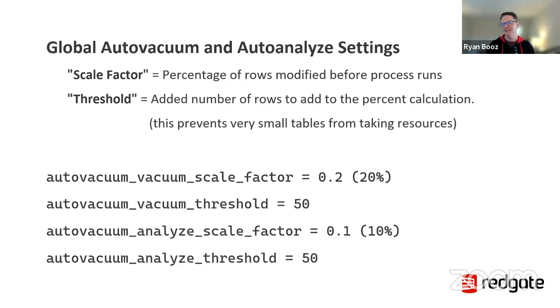So technically, if I have 100,000 rows and I'm set at 20%, by default, if I don't change anything, technically 20,050 rows have to be updated or modified before Autovacuum would kick in on that table.